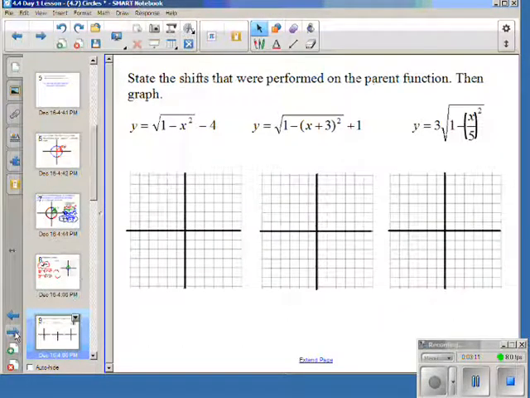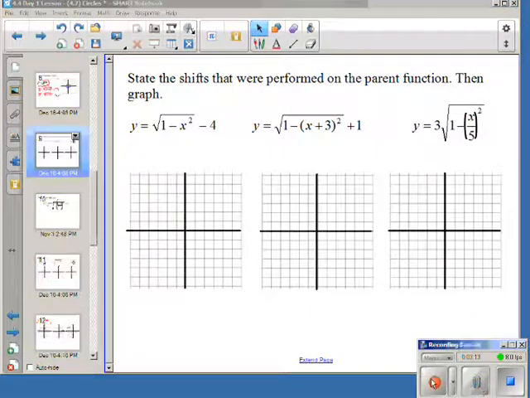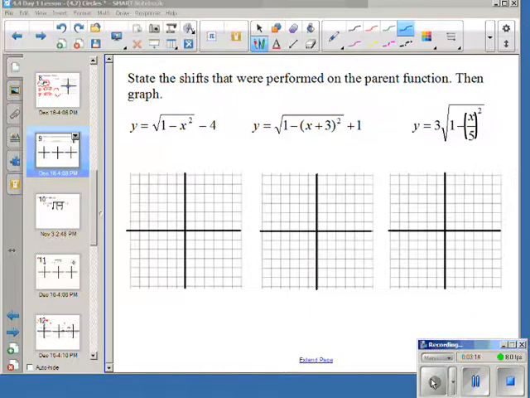All right, so we're going to start by looking at the circle, just translating left and right. And then when we get to this last one, that's when we're going to have to look at the stretching.